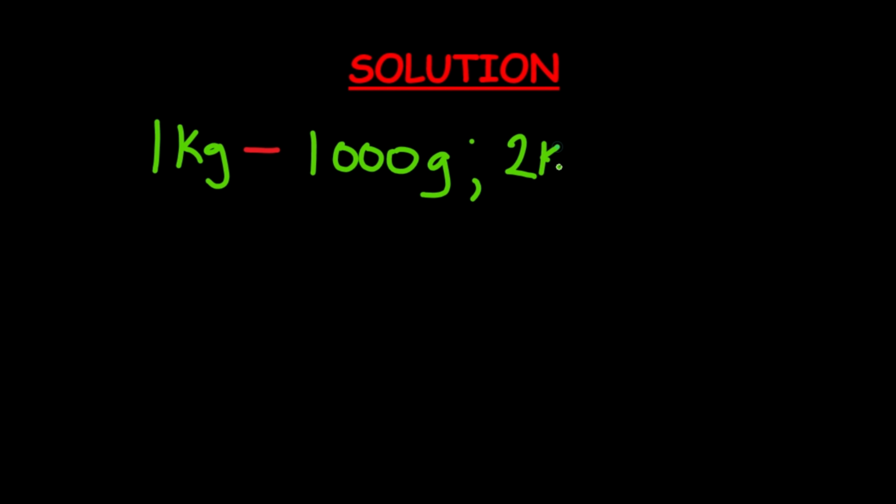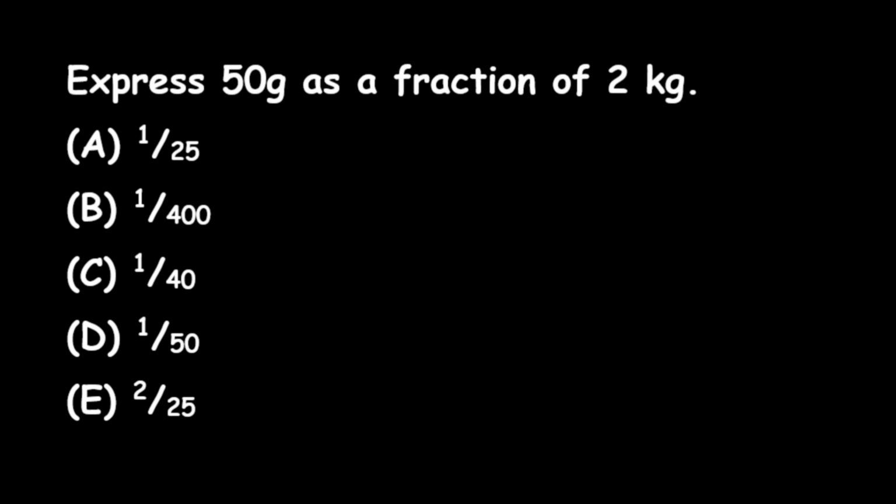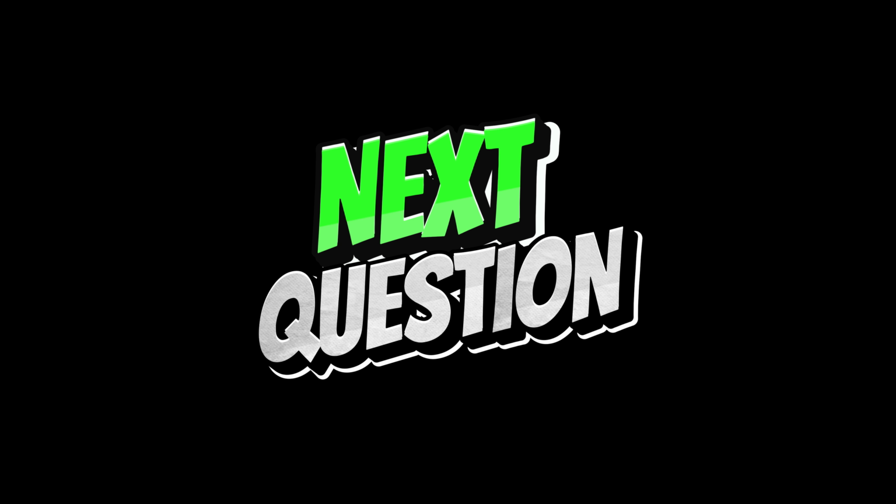Then 2 kilograms equals 2000 grams. That is, to express 50 grams as a fraction of 2000 grams gives 50 grams divided by 2000 grams. Divide both the numerator and denominator by 50. 50 divided by 50 gives 1. 2000 divided by 50 gives 40. Which equals 1 over 40. The correct answer is C.